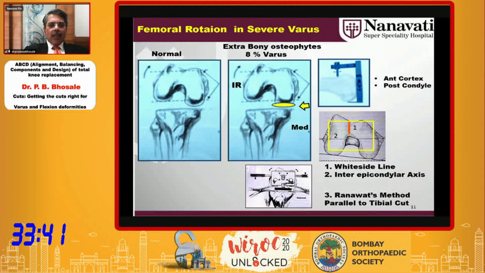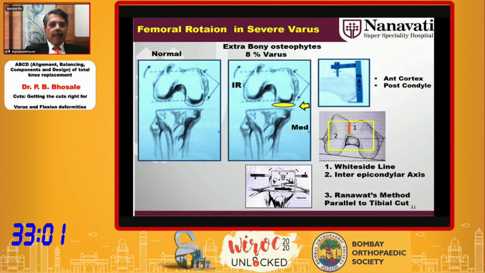Now, one very important point which is not very well described: in 8% of severe varus deformity, you can see on the medial femoral condyle there is some new bone formation. So this is something very interesting. In 8% of severe varus, they have extra bone. So when you put your jig, because there is only one parameter, along the posterior condyle, it tends to go into slight internal rotation.